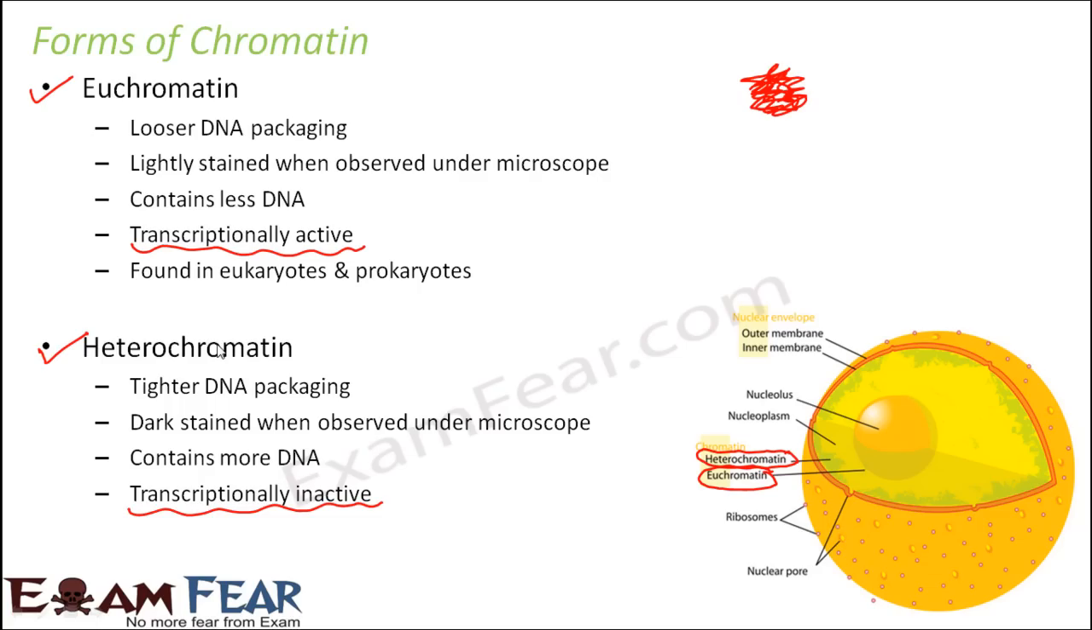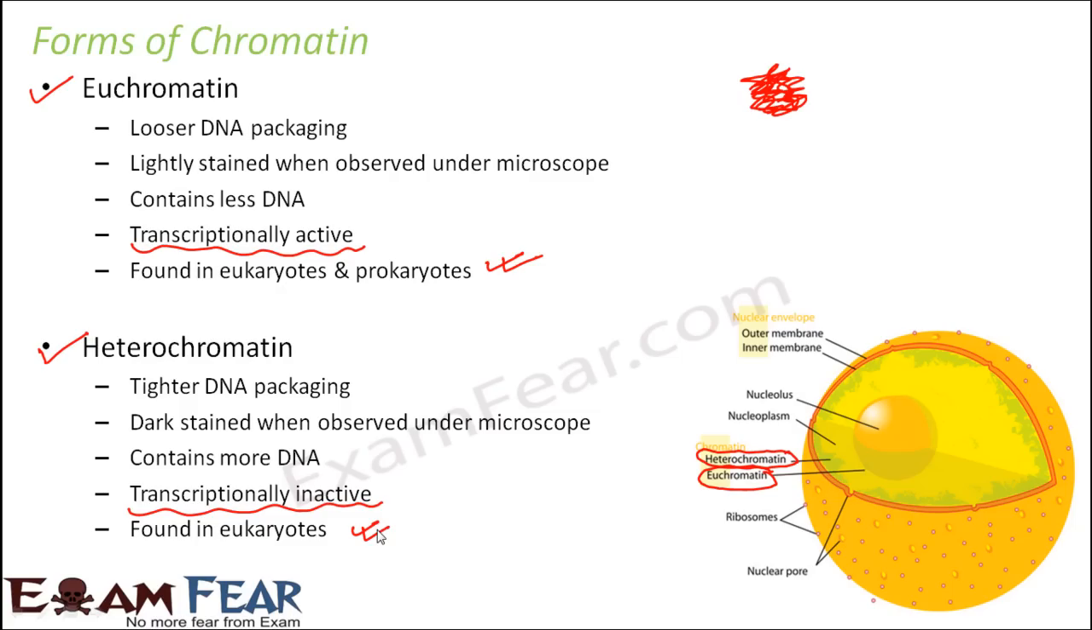But when you talk about the DNA content, heterochromatin has more DNA and euchromatin has less DNA. Euchromatin is found in both eukaryotes as well as prokaryotes, whereas heterochromatin is found only in eukaryotes. In prokaryotes, you do not have heterochromatin. So this was about the different forms of chromatin.